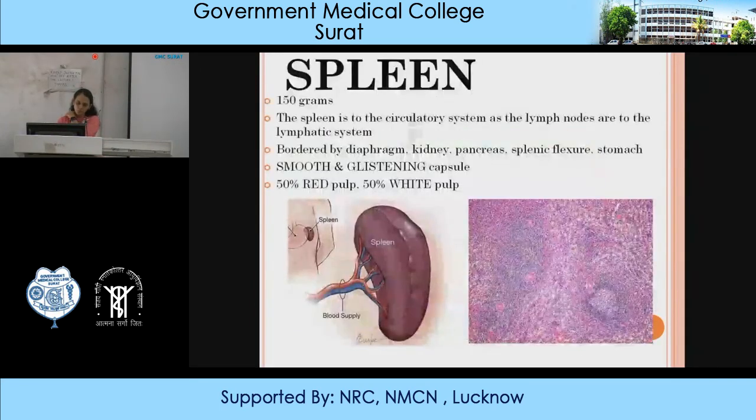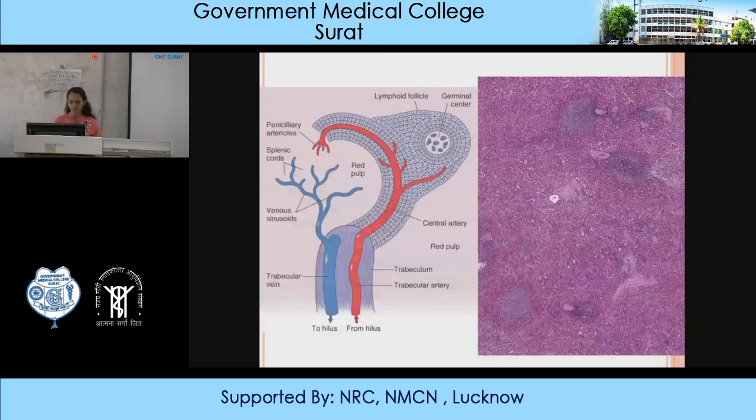Now spleen, a very small topic, but at least you should know the topic and the spleen, its position, its histology, enlargement, normal weight like 120 to 150 grams in adult, and its function and the causes of splenomegaly and difference of splenomegaly and hypersplenism. So it is of 150 grams as a part of immune system, and below diaphragm, bordered by diaphragm, smooth glistening capsule, it has a red and white pulp, it is a histology, and it's a blood supply.